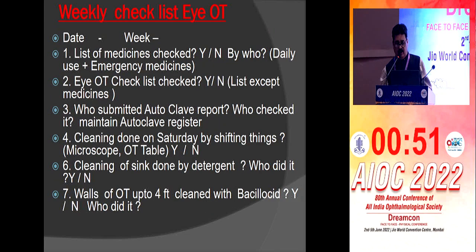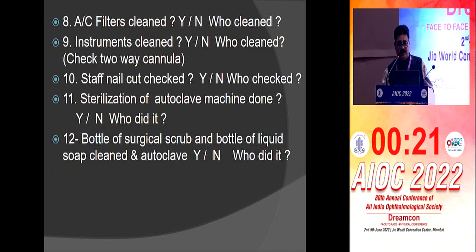This is a weekly checklist. List of medicines checked, by whom, emergency medicines. OT check, who submitted the autoclave report. We have a register for the autoclave report where we keep the daily autoclave report. We keep the strip of the autoclave in the autoclave register. That is also helpful in court if something wrong happens. Who did the cleaning, who cleaned the walls of the OT up to 4 feet. So these are all weekly checklists.